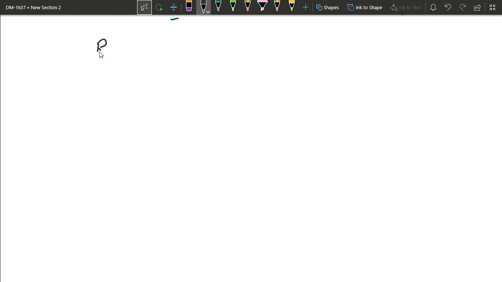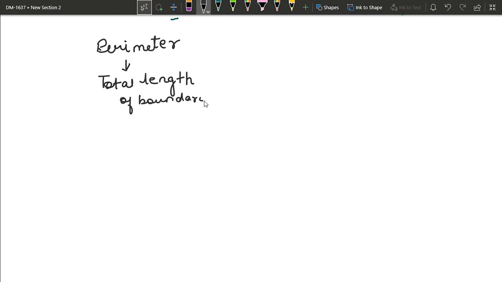First you should know what a perimeter is. Perimeter is the total length of the boundary. So when I say perimeter, it basically means that you are finding the length of the boundary. That is the perimeter. Now area is basically the space covered. So this is my area, the space covered.